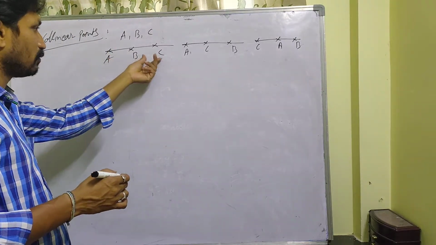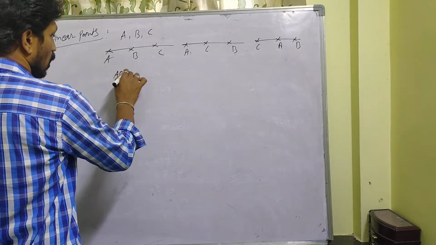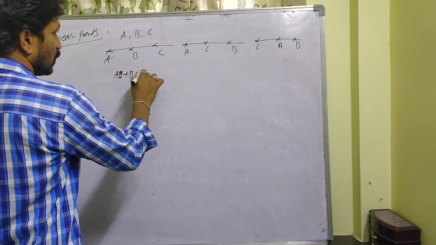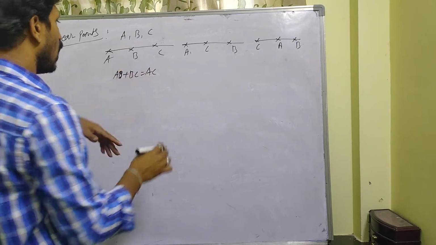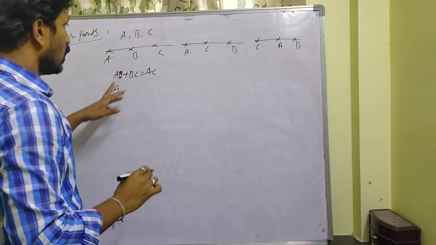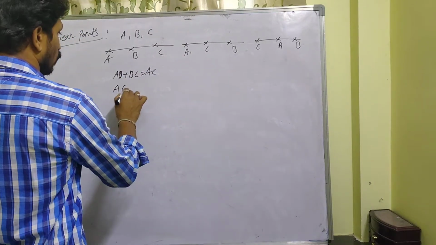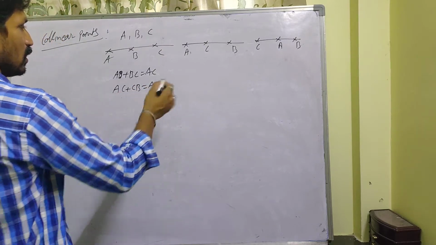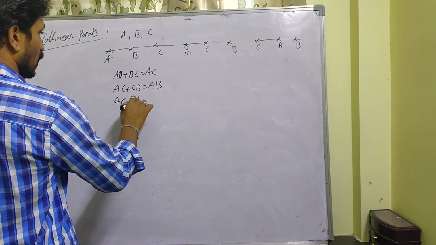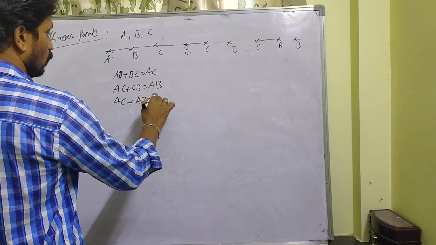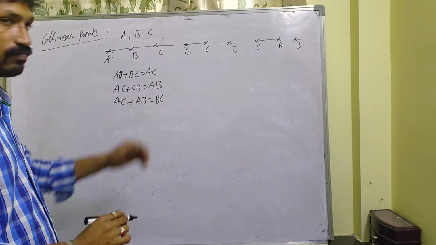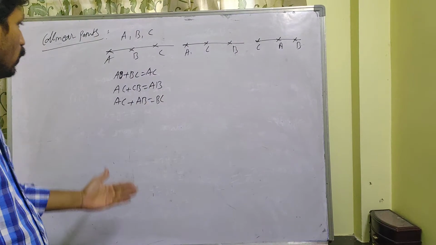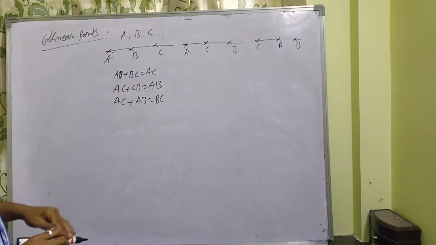How will it be? AB plus BC is equal to AC, or AC plus CB is equal to AB, or AC plus AB is equal to BC or CB, whatever may be. Then we can say the given 3 points are collinear points.